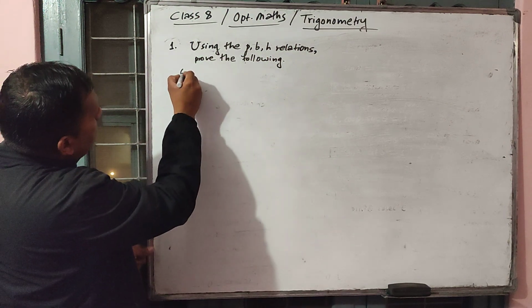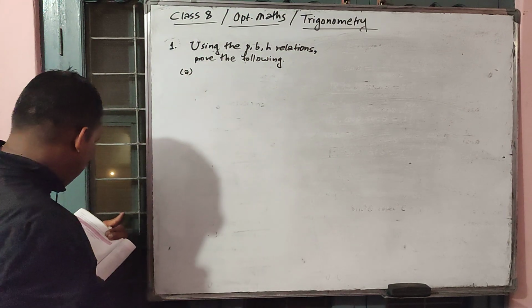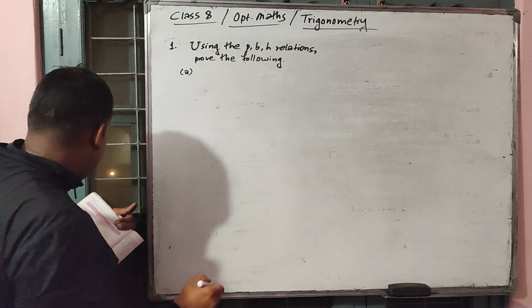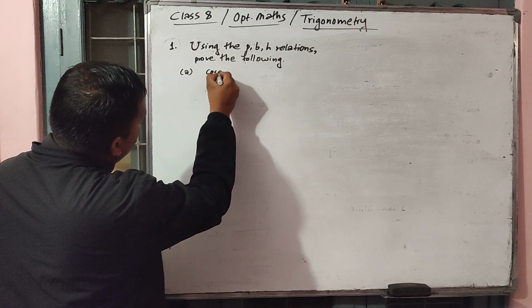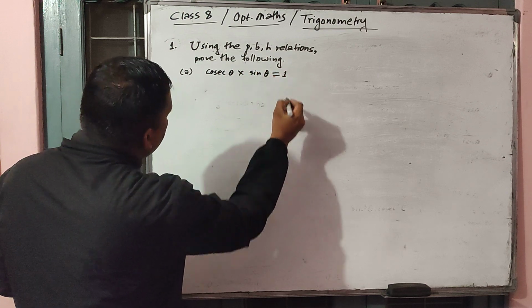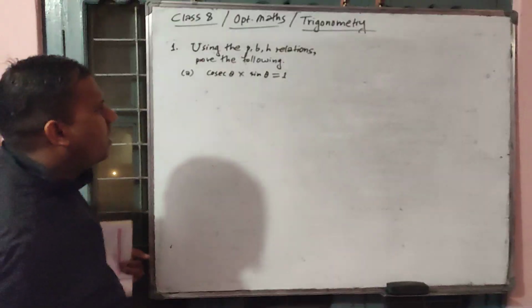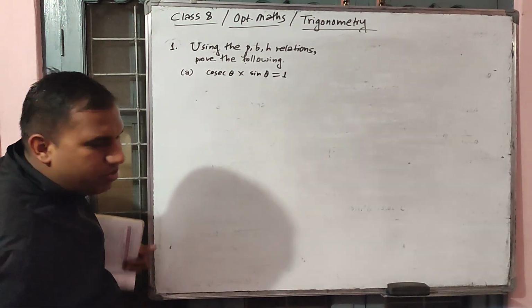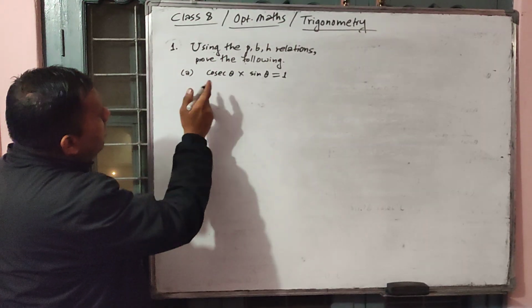Okay, first question of 1, that is cosec theta multiply sin theta equal to 1. We have to use the PBH relations. It means the 6 trigonometric ratios in terms of PBH.